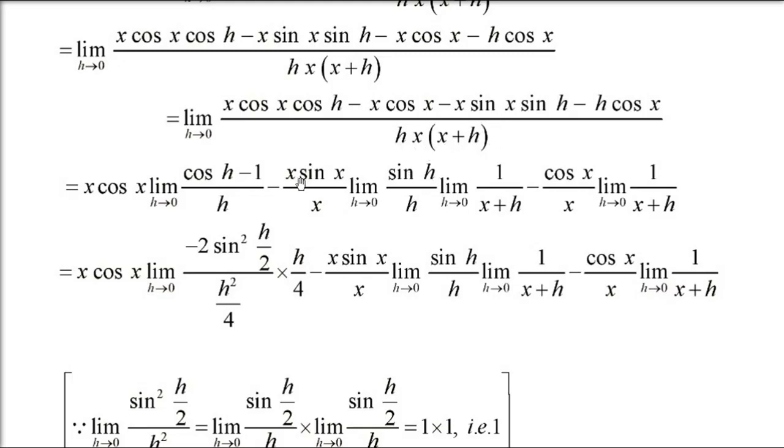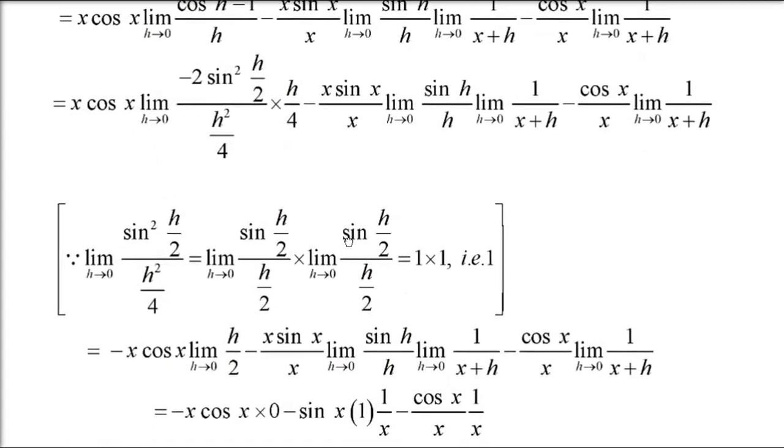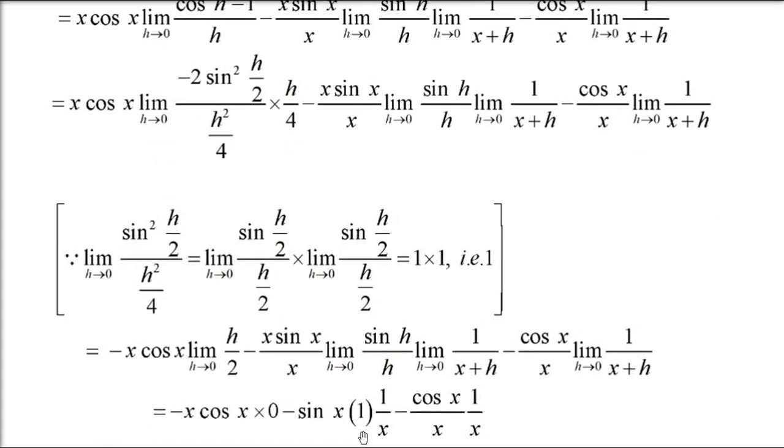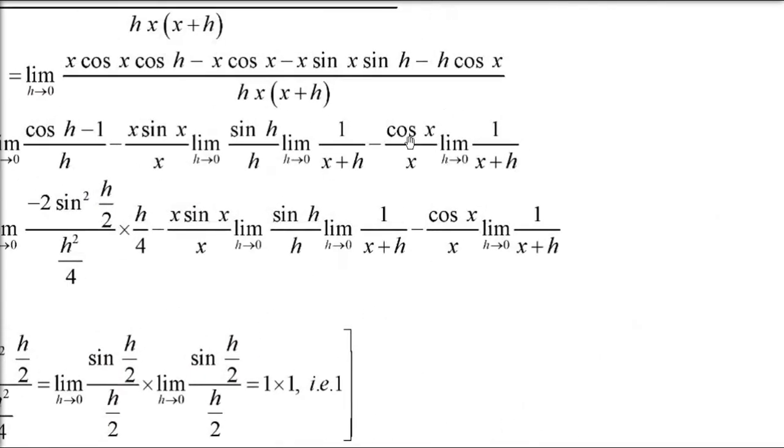Now x sin x by x, you can take 1 by x with x sin x and apply the limit for 1 by x plus h separately also. x sin x by x gets cancelled. So you only get sin x here. Sin h by h is going to be 1 and 1 by x plus h, so you have 1 by x. Once x gets cancelled, only x. So sin x by x will come.